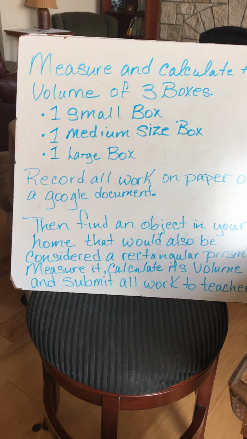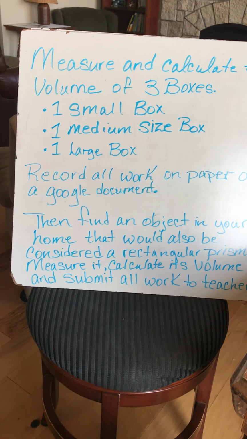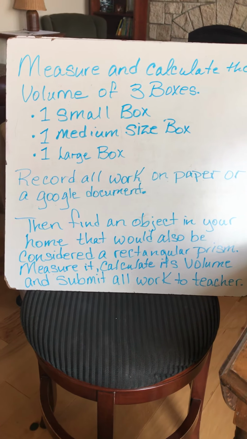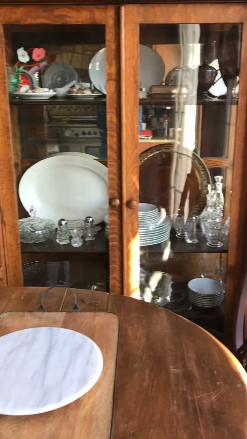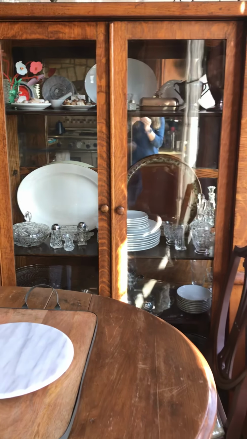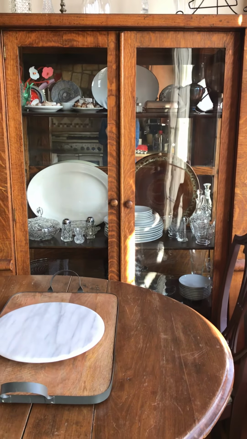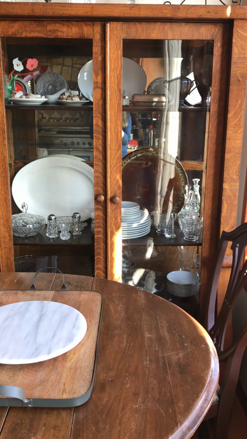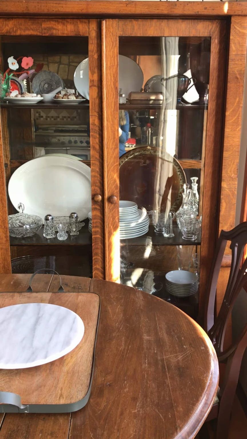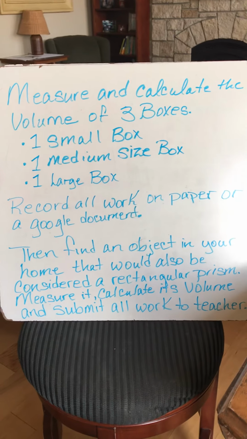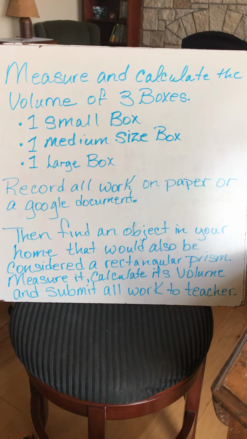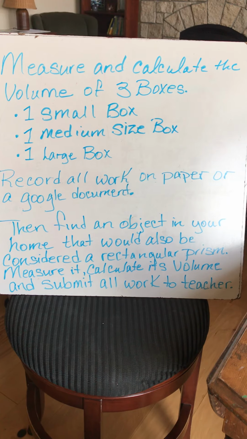Some examples would be, I have a china cabinet in my home. If you think about the inside of it, that would be considered a rectangular prism, wouldn't it? So if I measured that, I could find the volume. Now there may be some items that are really, really big, and you may want to use feet instead of inches if it's a really large object.